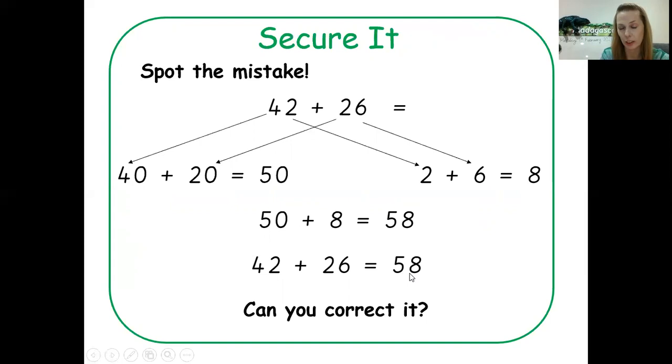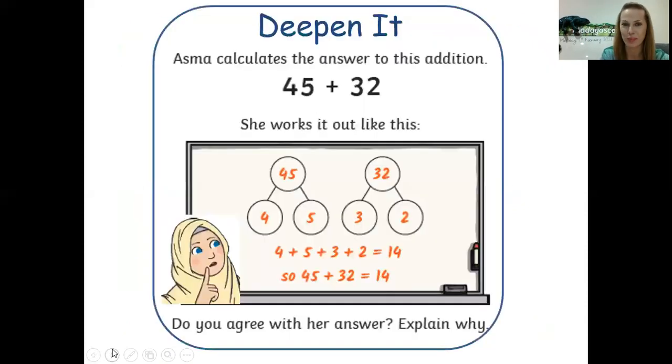But it's not right. Somewhere along the way, a mistake has been made. So you need to find the mistake and change the answer, because if there's a mistake along the way, that means the final answer won't be right. 42 add 26 isn't 58. But what should it be? Where has this person gone wrong? Can you correct it? Okay, and finally, the deepening.